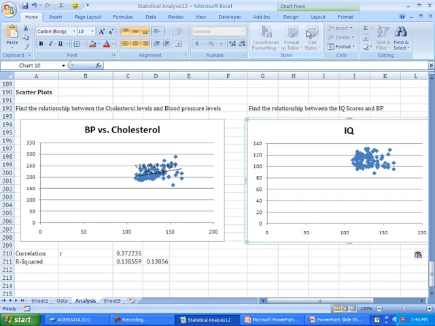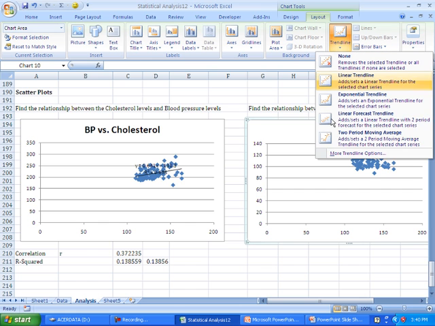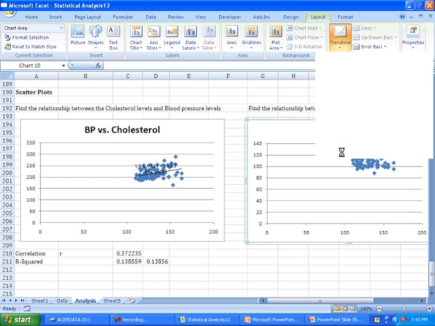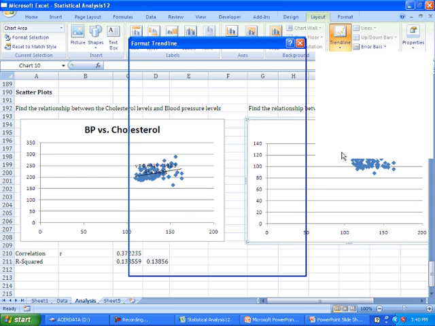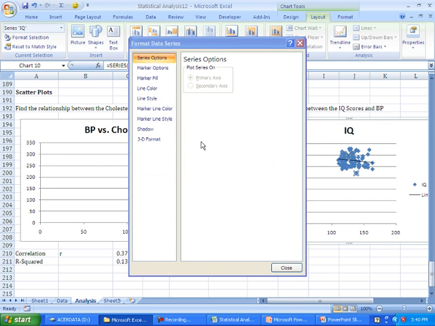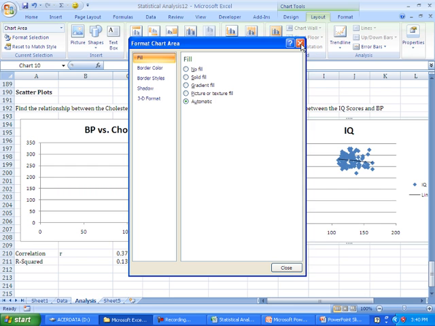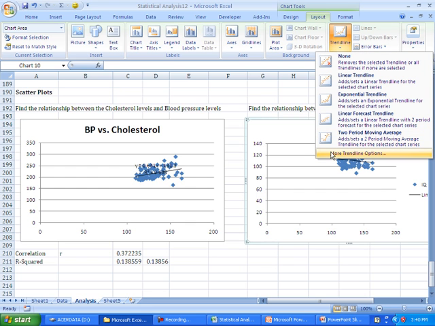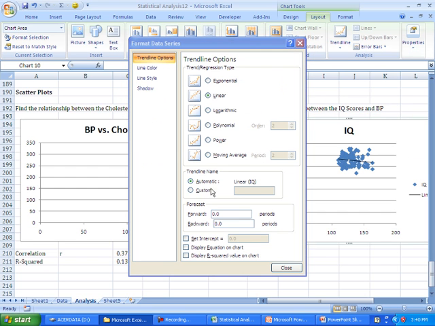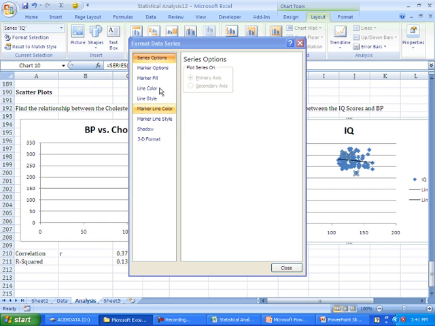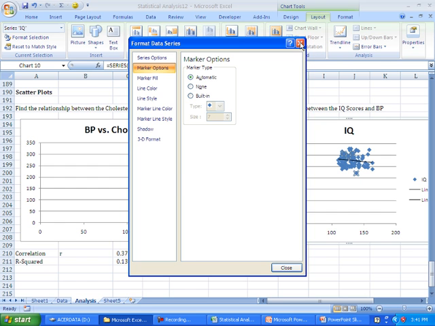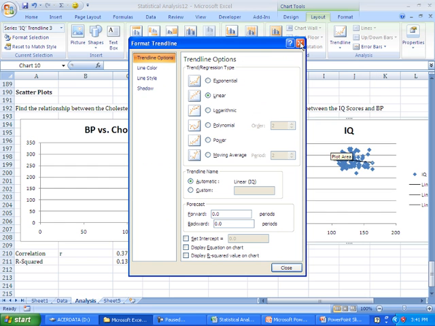If at all I want to find out the trend line or the relationship between the two, I can go for a trend line, more trend line options, linear trend line, then I can very well choose the display equation and display the R squared.